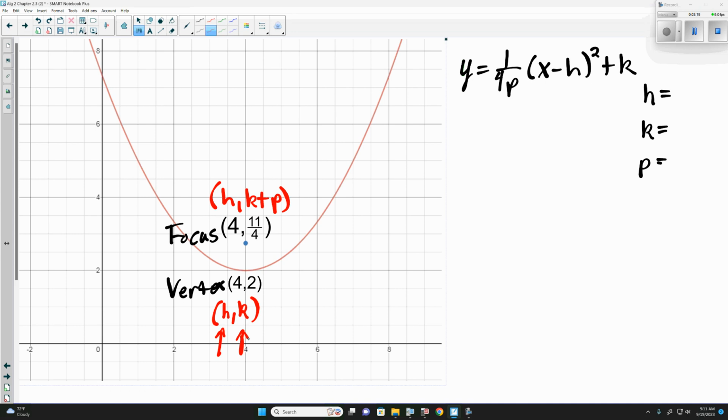And the value for h is 4. The value of k is 2. And even if we look at the focus, the first one, it's just h, and the focus's point is just 4. It does agree that h is 4. Now what it also tells us is that k plus p is 11 over 4. Because for us to be able to plug this in, we need the values of h, k, and p. We need all three, because if I have all three, we can find the equation.